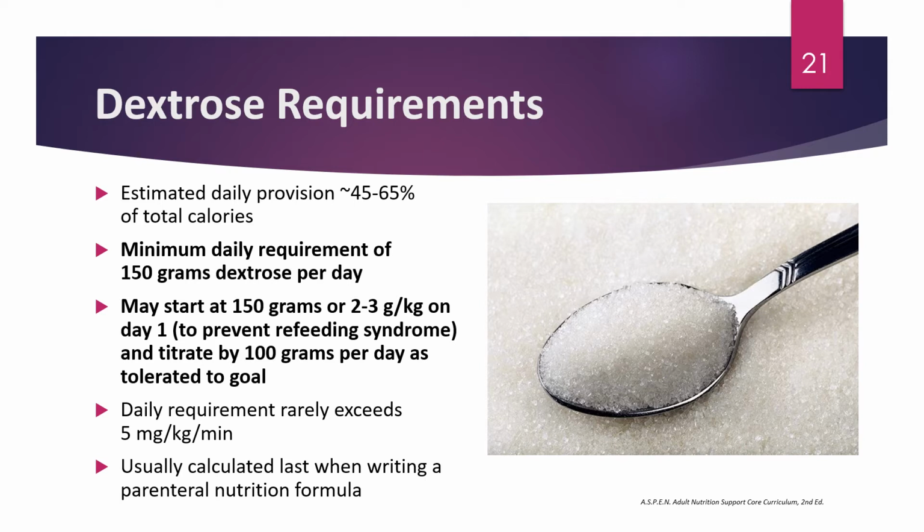Our daily requirement rarely exceeds 5 milligrams per kilo per minute for dextrose. That's not a number you need to know. It's usually calculated last when we actually write a PN formula. So whenever we're looking at macronutrients, we actually calculate dextrose last.